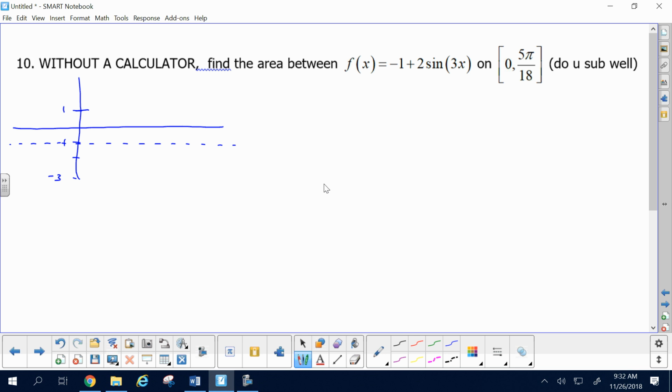All right. The wave shape is positive sine, so it should look like that. What's the period of the wave? How do you find the period? Which of these numbers affects the period? Let's start there. 3. Okay, and is the period 2 pi times 3 or 2 pi divided by 3? Divided by 3. So the period is 2 pi over 3.